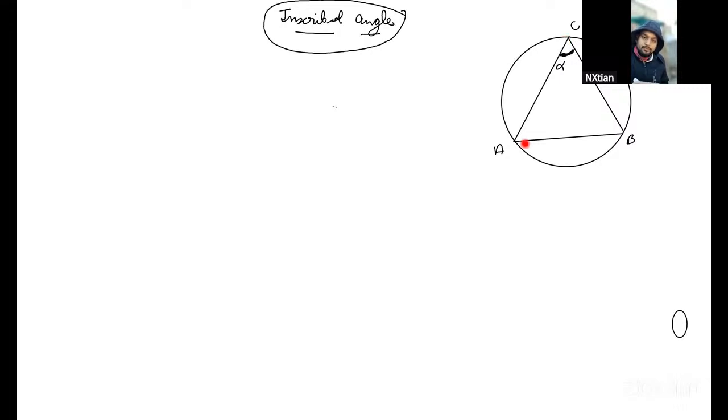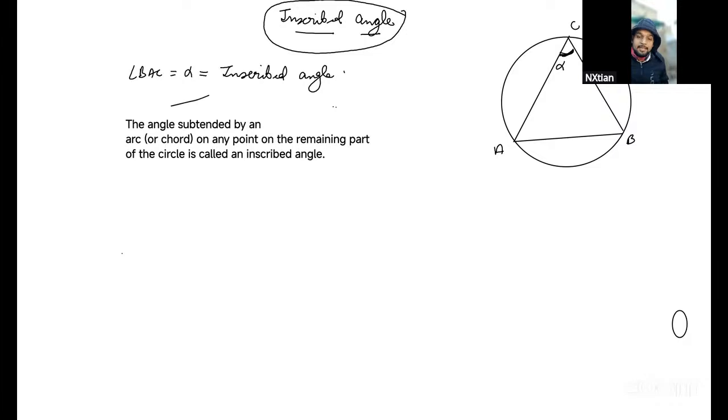Understood? Yes or no? So here angle BAC, which is also called alpha, is an inscribed angle. Did you understand, guys? The angle which is subtended by a chord and an arc on the remaining part of the circle is called an inscribed angle. The remaining part is basically the circumference of the circle. Any angle which is created on the circumference of a circle is called an inscribed angle. Did you understand, guys? So write it down.